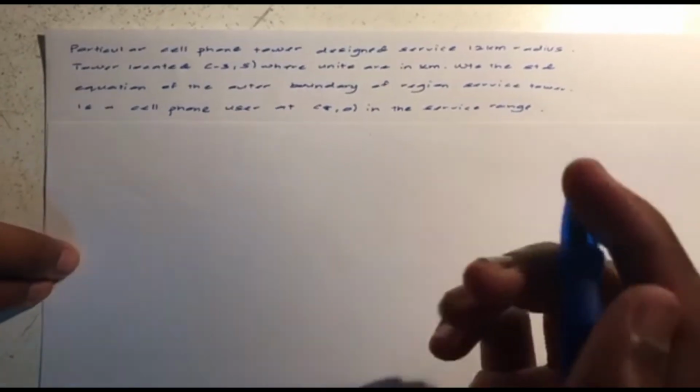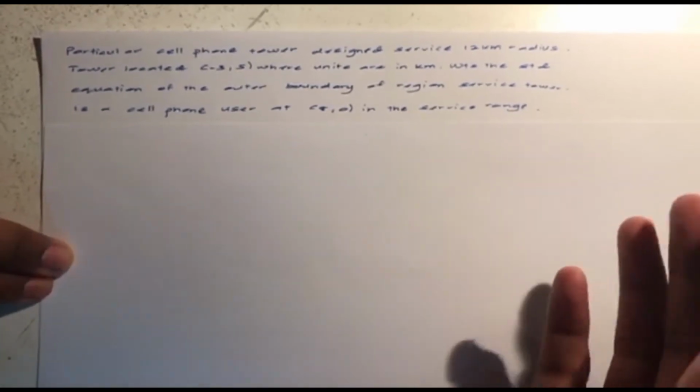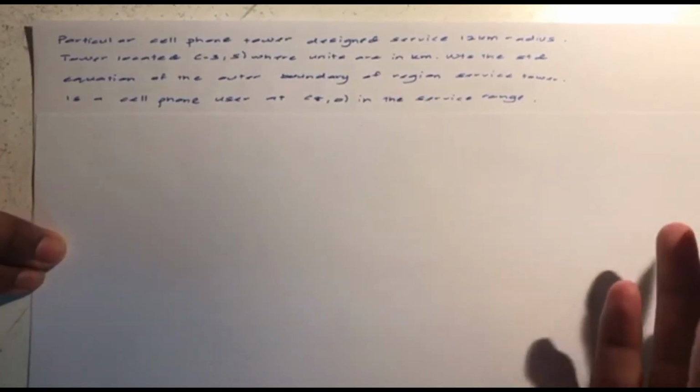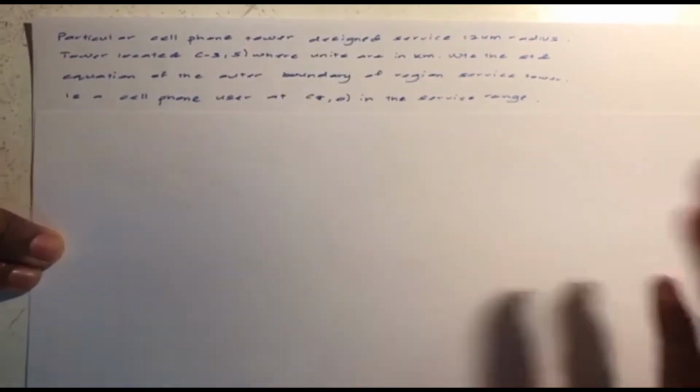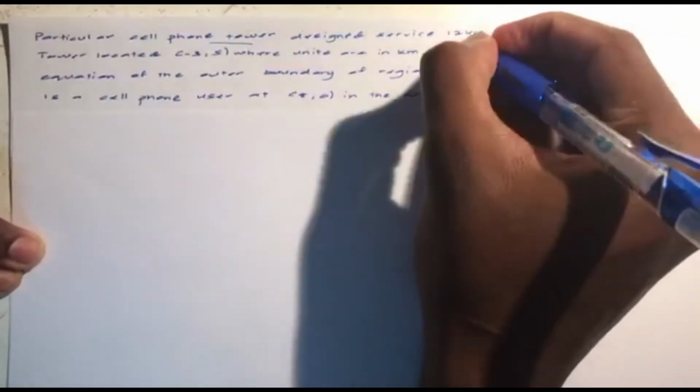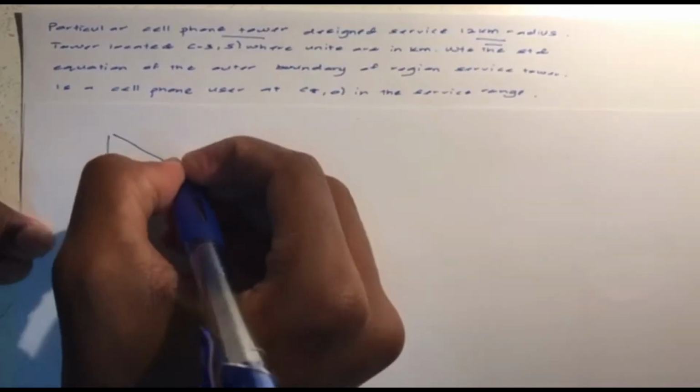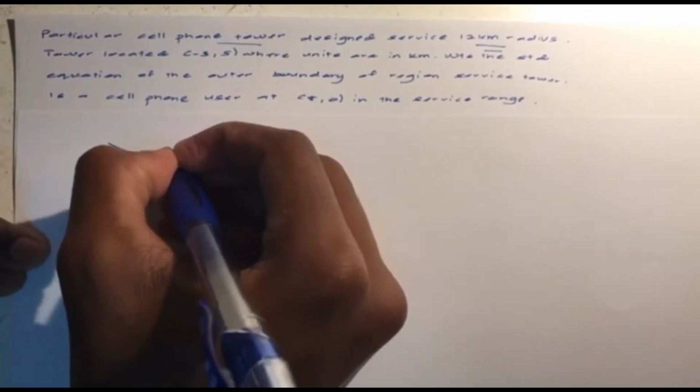Morning to everyone. Today I'm going to discuss chapter 4, Conics. And I'm also going to explain a little about the uses of circles in daily life. So as you can see, there's a question here. It's basically about a cell phone tower like Digi Tower or Maxis Tower, designed to service a 12 km radius. So there's a tower here and it only services a 12 km radius.